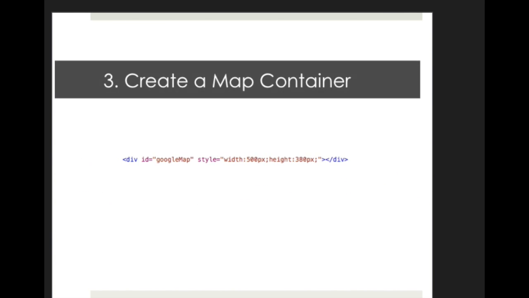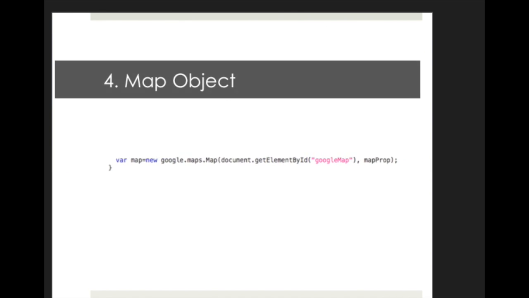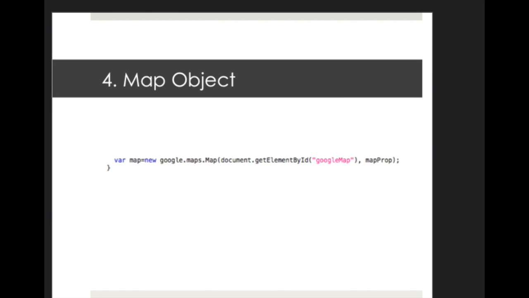Okay, next you create the map container in the div tags, which is the container that holds the map, or the size of the map will be equivalent to this. Next is the map object, which creates a new map inside the div element with the ID Google Map using the parameters that are passed in the map prop.